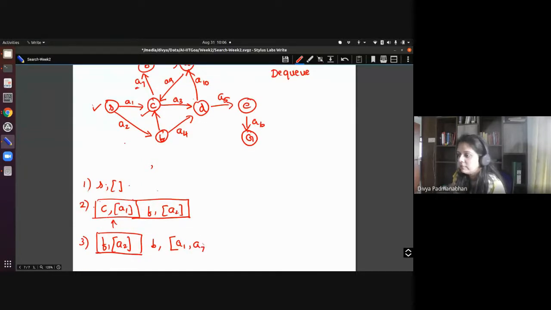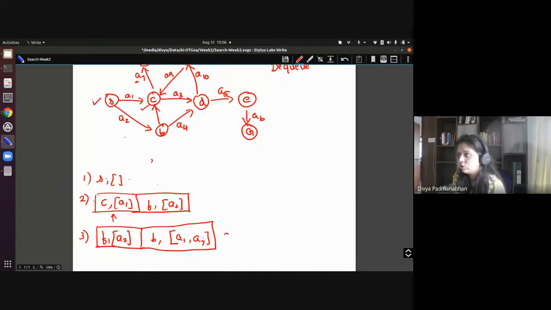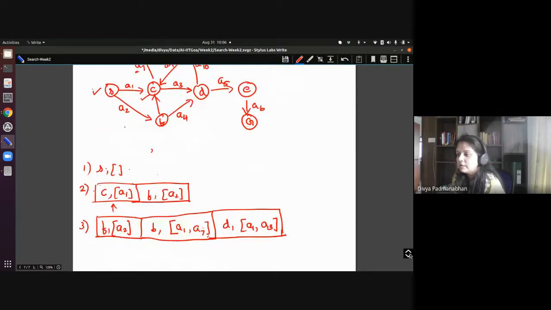Okay, so A1, A7. So this is the next entry. And what is the other child? You have D, right? So D is going to come in with A1, A3. Right? So yeah, this is the next set of entries. And now when you do a DQ operation, what's going to come out is F.